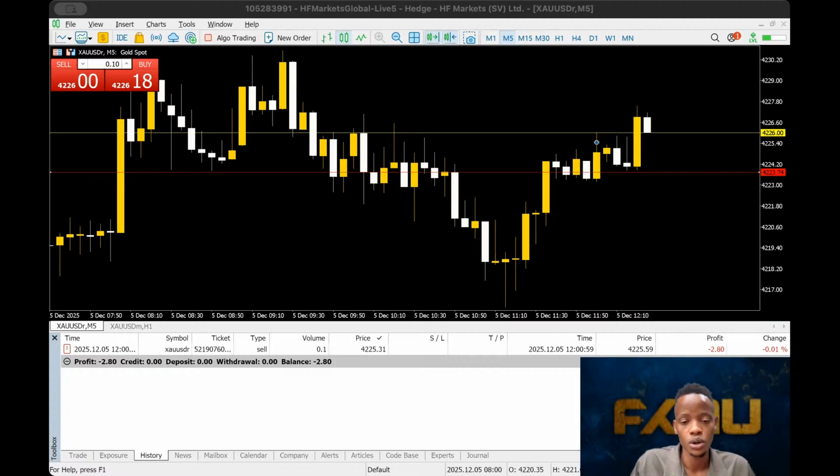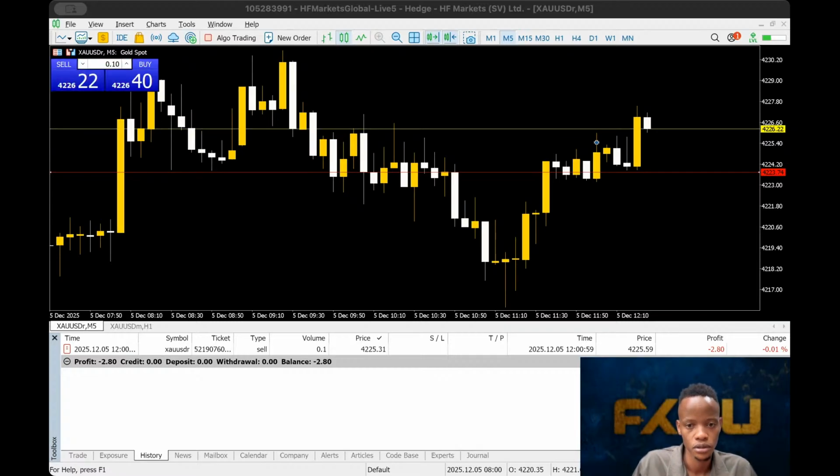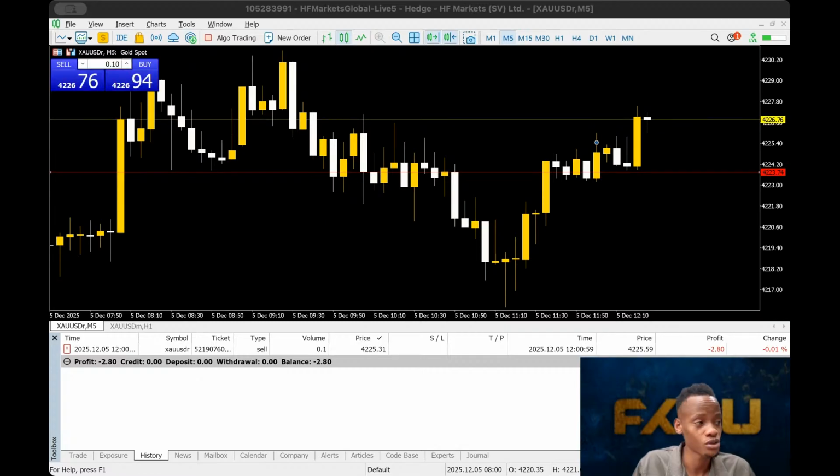What do you think on gold? I see gold is going to go up. It has failed to break that red line, the line I drew. That's a strong support actually. It's now holding. On the M5, it's not strong, but currently it is.